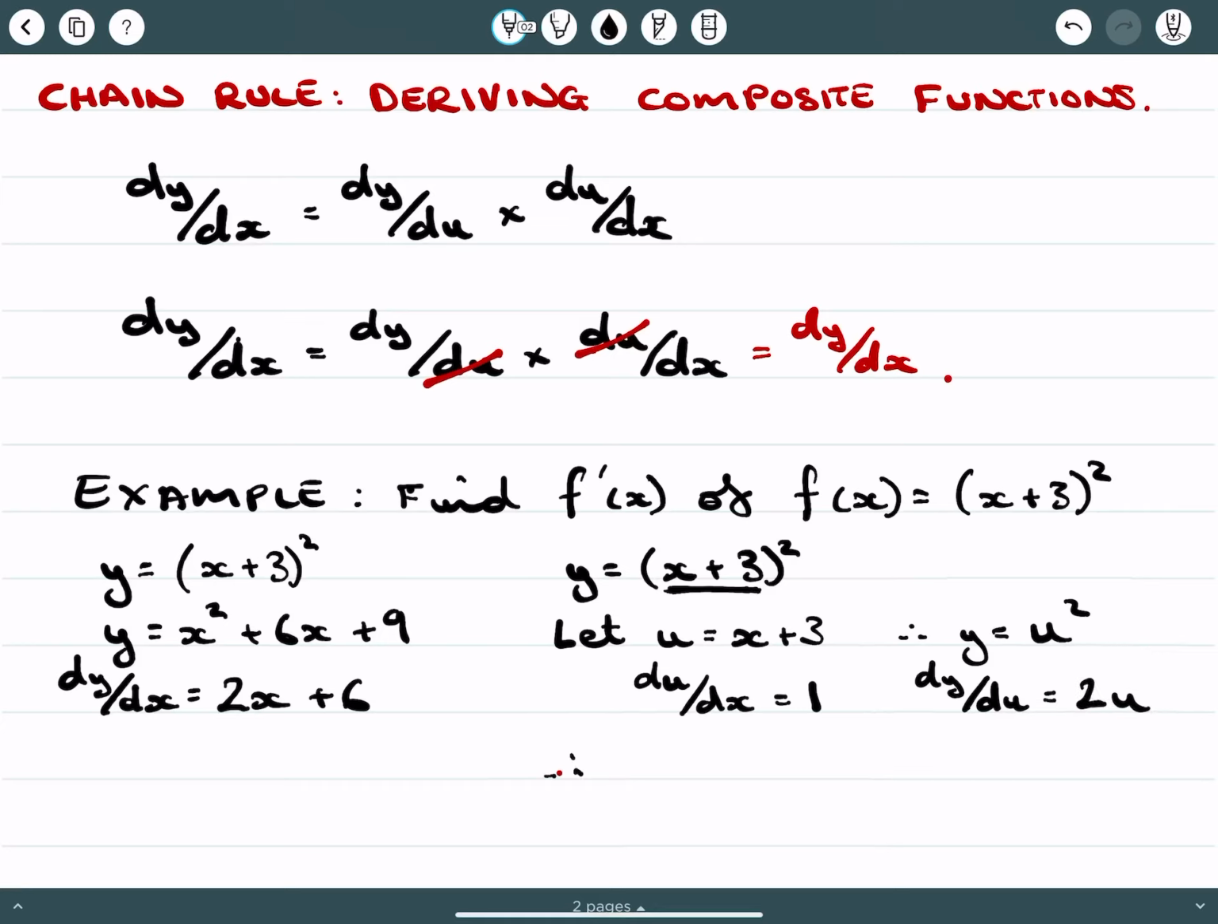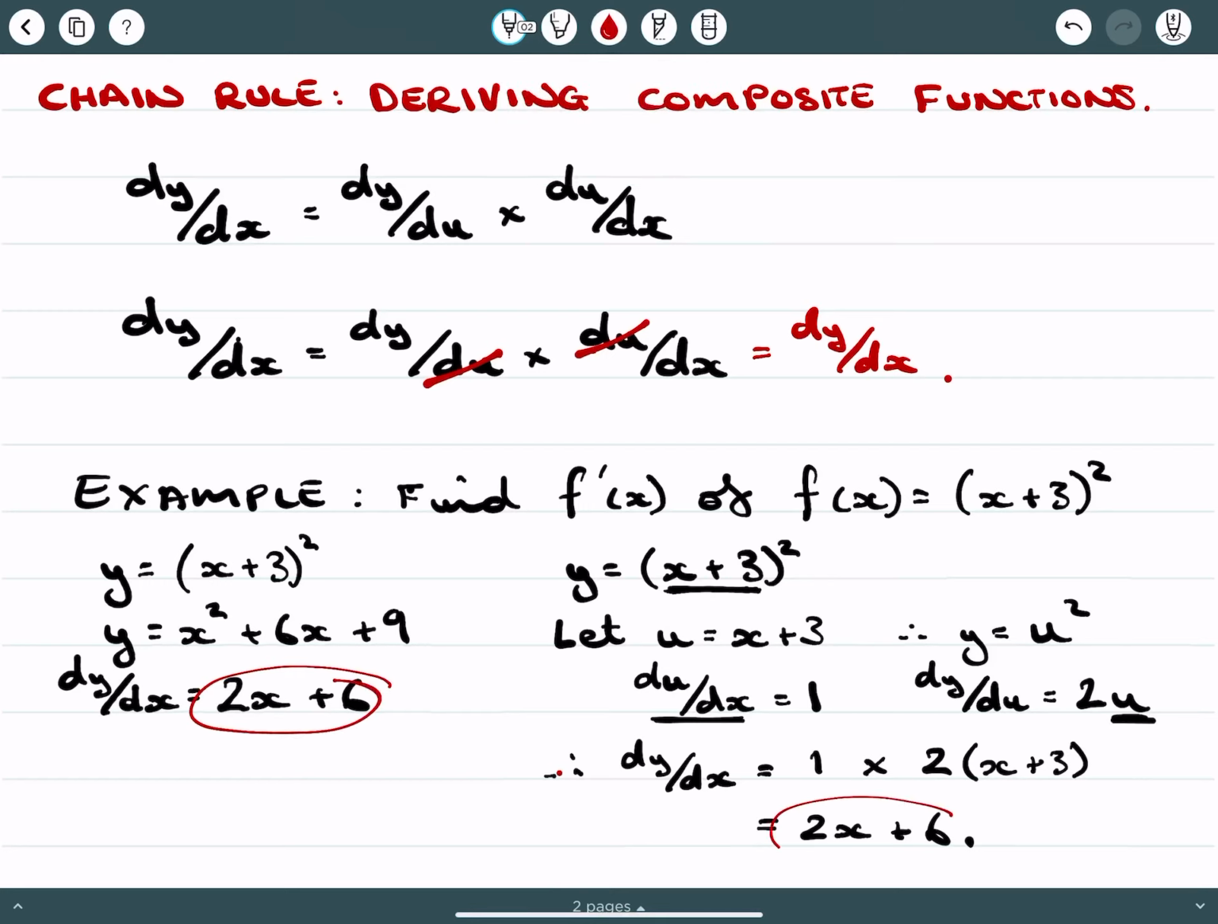And therefore, dy/dx equals du/dx times dy/du, which is going to be 1 times 2u. And we're going to substitute what our value of u was, so x + 3. And we get 2x + 6 if we expand it. And we can see here that both of these values are identical, and therefore they're correct. Now that's a simple example.